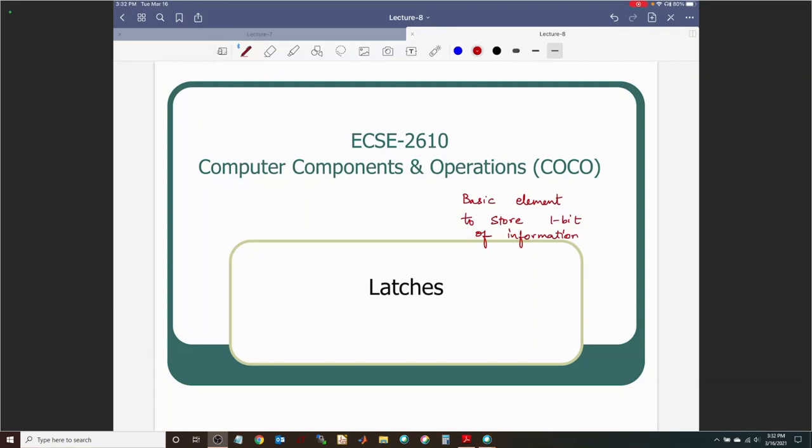Now, a couple of things here. If you understand latches well, you will understand everything that follows well, meaning flip-flops, registers, counters, finite state machines. Everything will start because it's all based on latches, which is the basic one. So I'm going to try to talk about latches in a lot of detail. So hang with me.